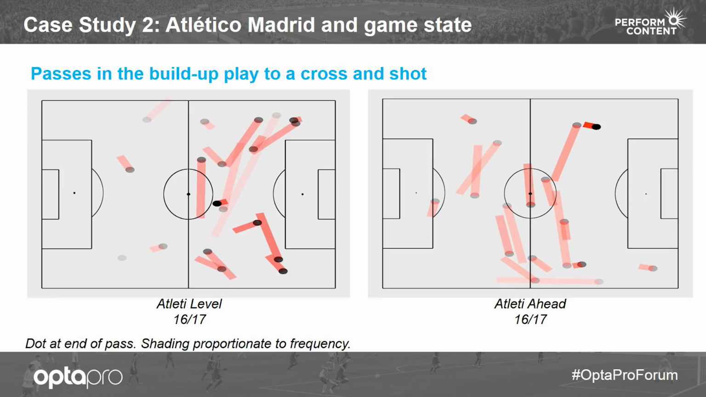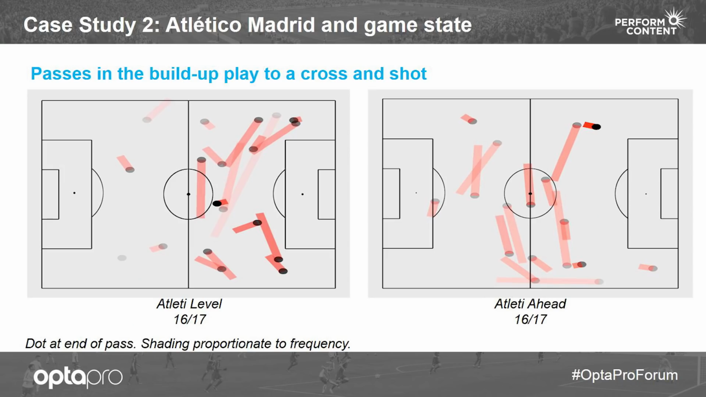But how can we get a better idea of this build-up play? Well, we can cluster the passes in the build-up play. Now, you can see it is remarkable how early on, when ahead, the build-up play has to get to the flanks in order to result in a cross against Atletico. When level, they allow these passes from closer to the box out onto the wings. But when ahead, we just see blank space.